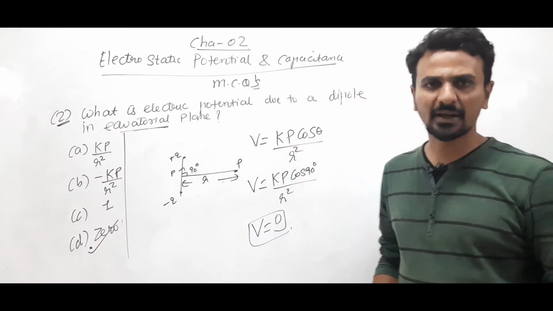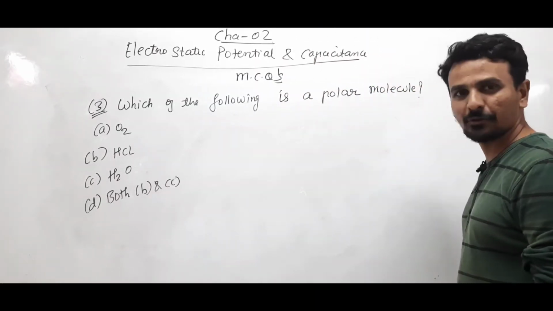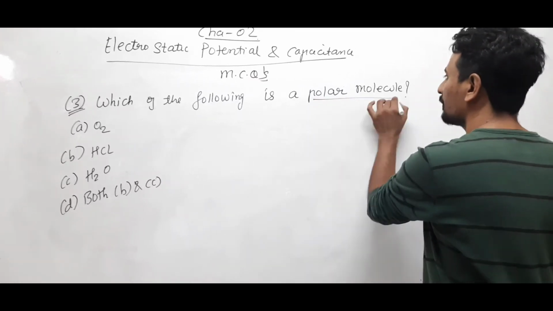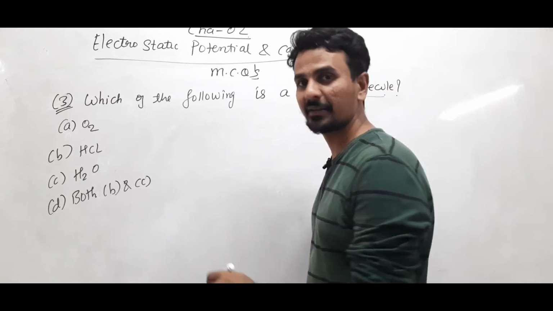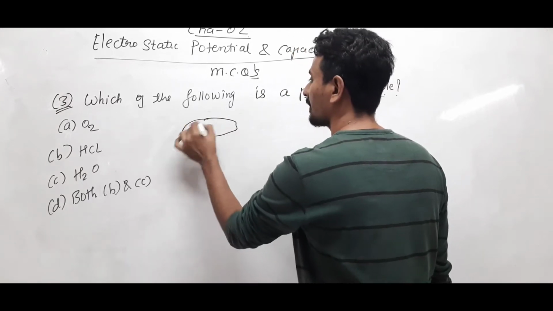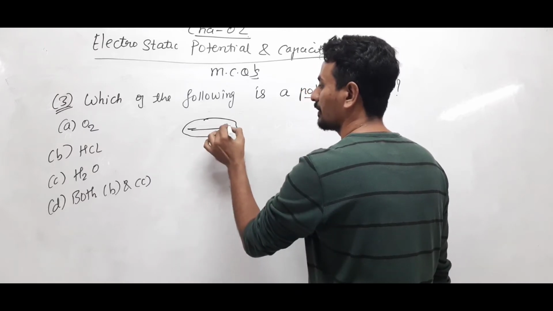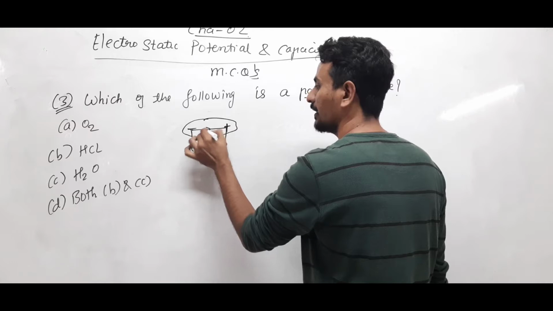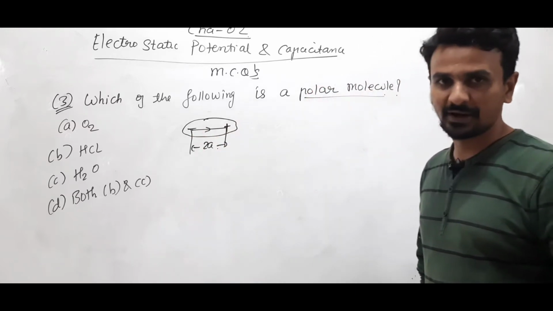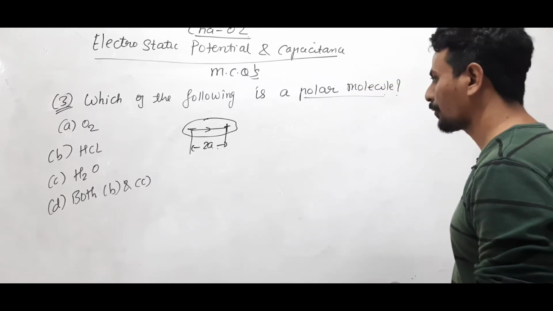Done? Okay, the next one. The third one, which of the following is a polar molecule? What do you mean by polar molecule? Molecules having permanent dipole moment, right? That means if this plus and minus are separated by a finite distance, they have a permanent dipole moment, right? So those molecules having permanent dipole moment are known as polar molecules.